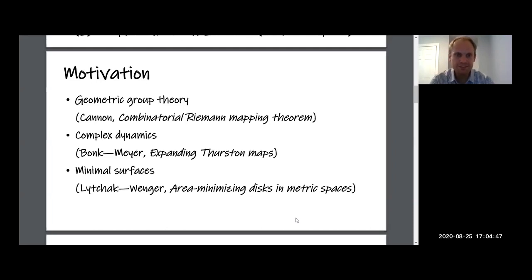Another direction is in complex dynamics. For this, I suggest the book Expanding Thurston Maps by Mario Bonk and Daniel Meyer. And then the final direction would be minimal surfaces. By definition, a minimal surface is an area minimizer. But typically to find them, you look for a parametrization which is energy minimizing for some type of energy. That corresponds to a conformal map, or at least an almost conformal type of map. And for that, I'd recommend work of Alexander Lytchak and Stefan Wenger.